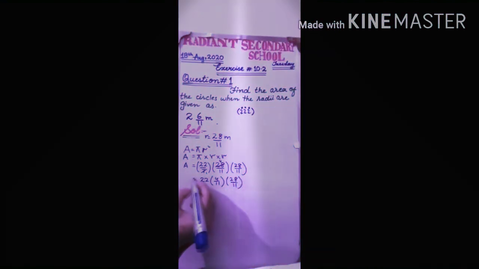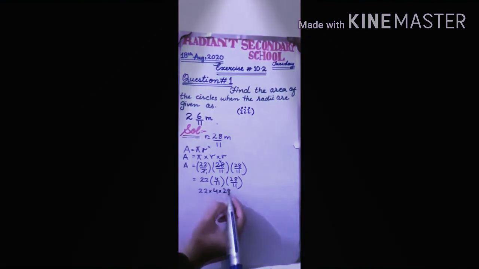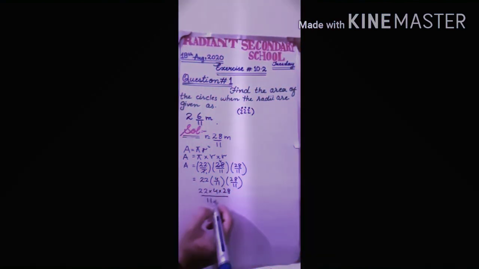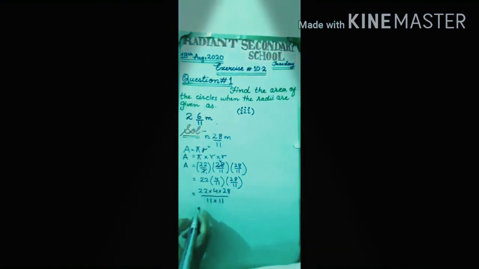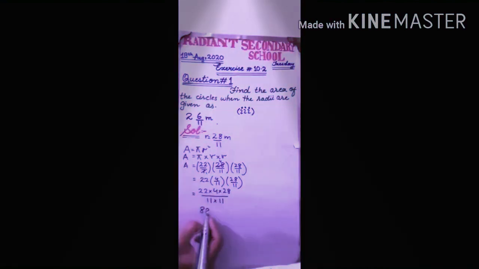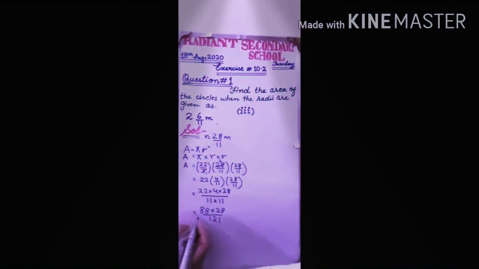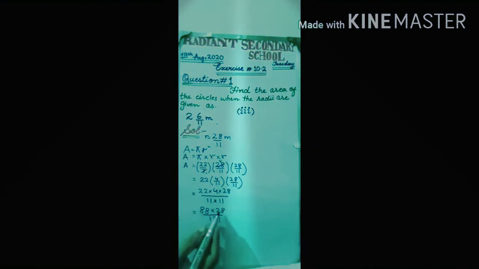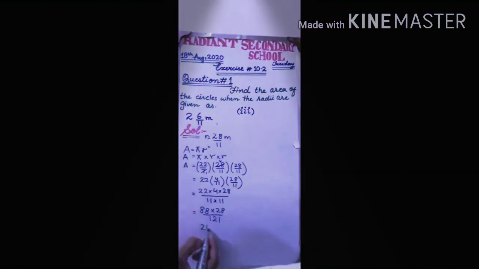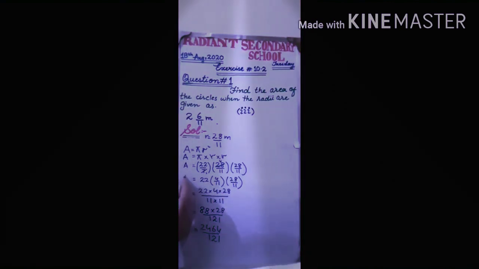And 28/11. Now you can write 22 multiplied by 4 multiplied by 28 over 11 multiplied by 11. Okay, after that when we multiply 22 with 4, it will become 88, and 11 multiplied by 11 will become 121. Now when we multiply 88 with 28, the answer will become 2464 over 121. Okay, that is our area.